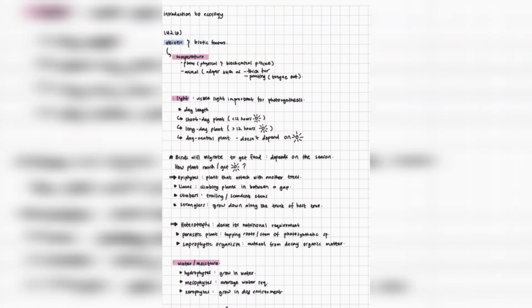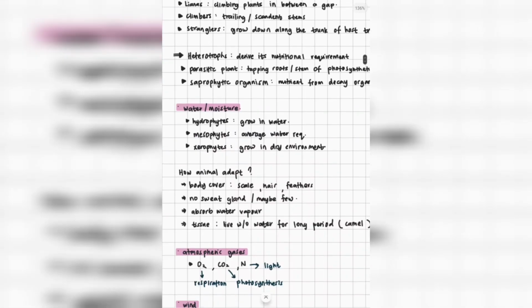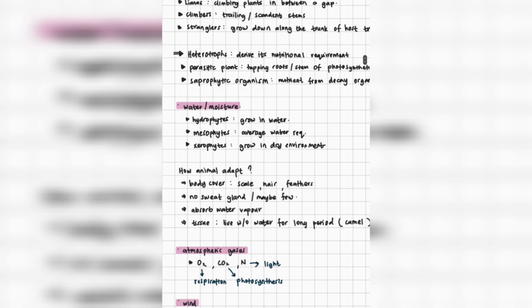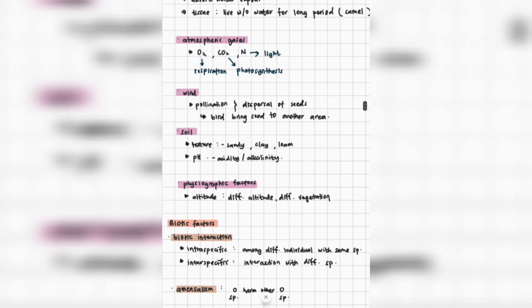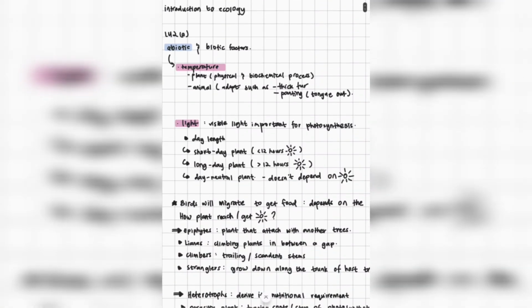So today I will talk about the abiotic and biotic factors. Abiotic factors consist of temperature, light, water or moisture, atmospheric gases, wind, soil, and also physiographic factors. So firstly, temperature. Temperature influences the growth of plants and also animals.